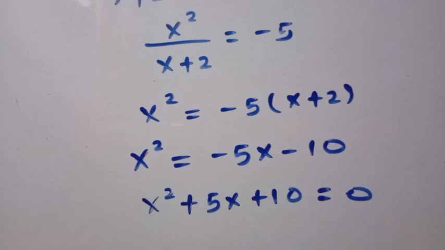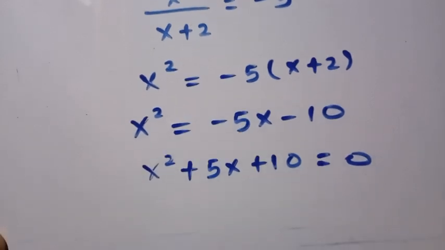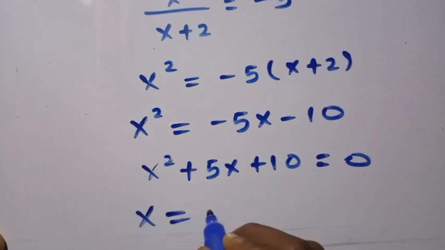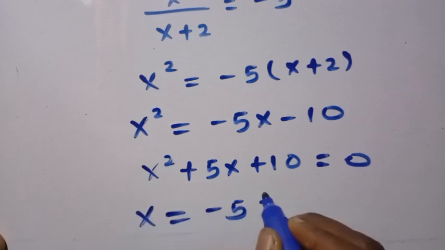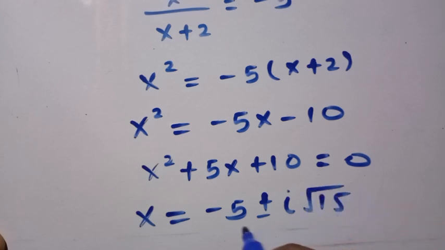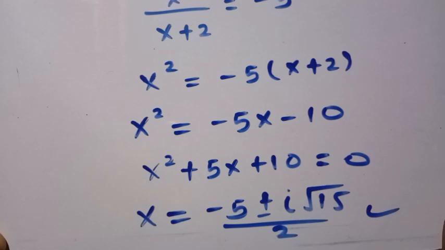And this is another quadratic equation. By solving this one quadratically, we are going to have two answers as well, which is given as minus 5 plus or minus i root 15, divided by 2. So here is a complex solution, and this is how we solve this problem step by step.